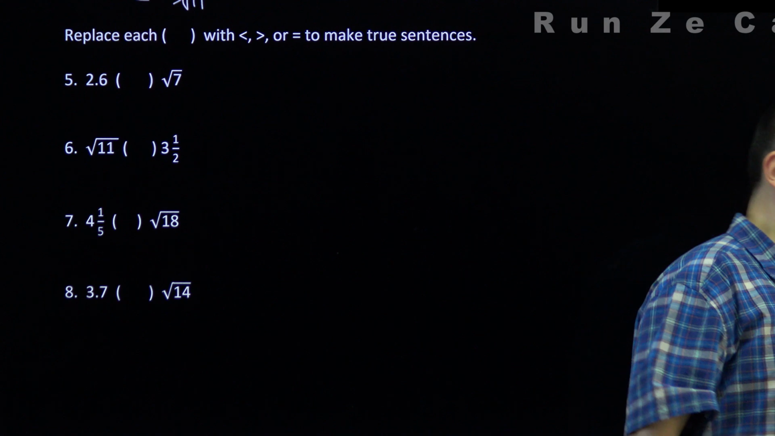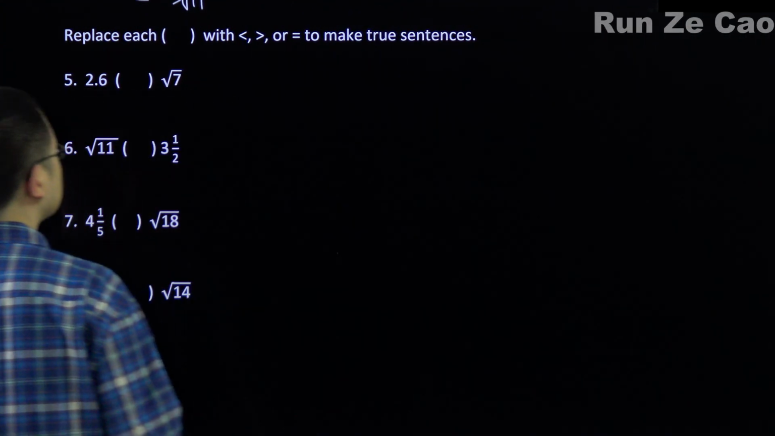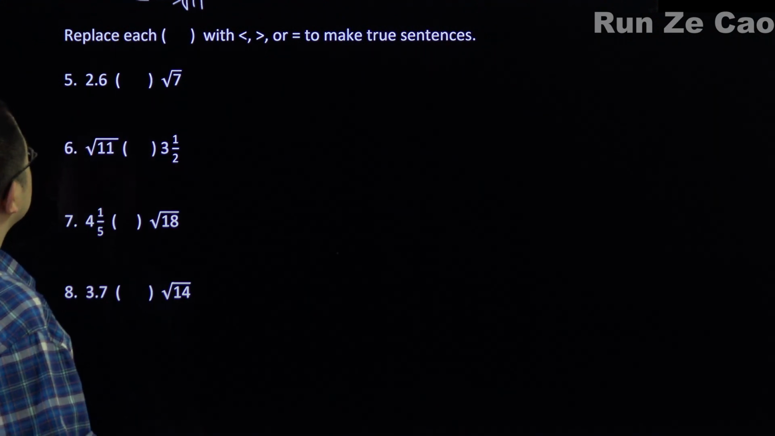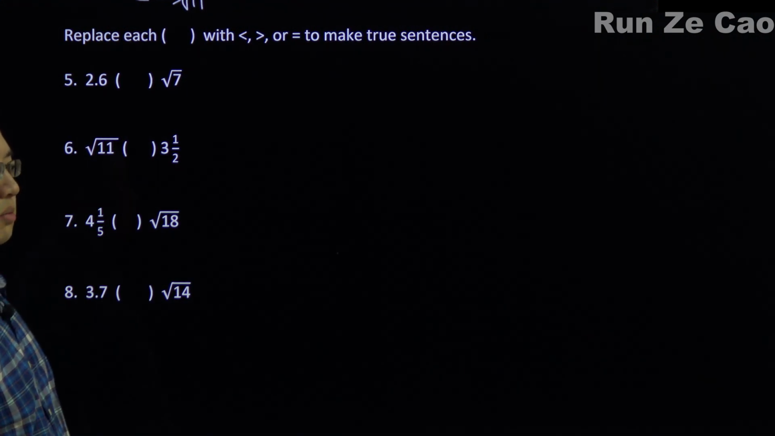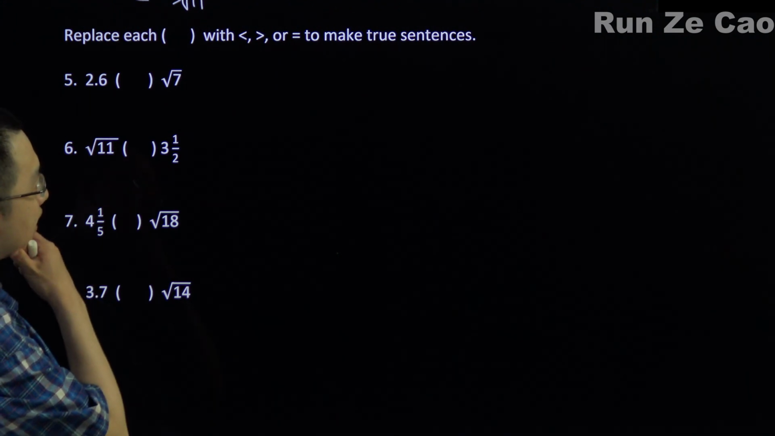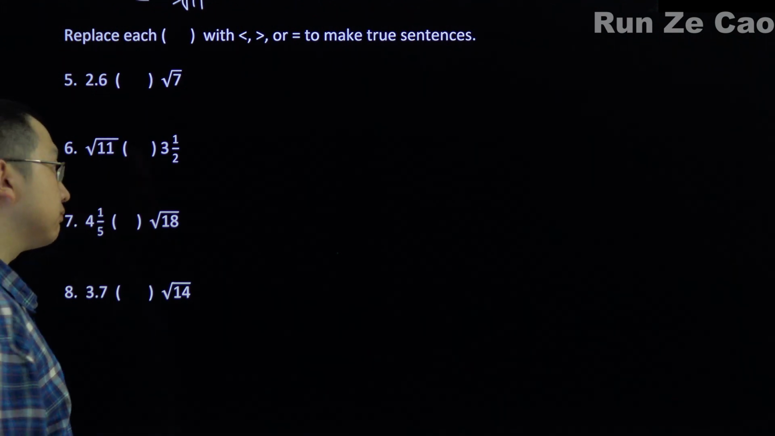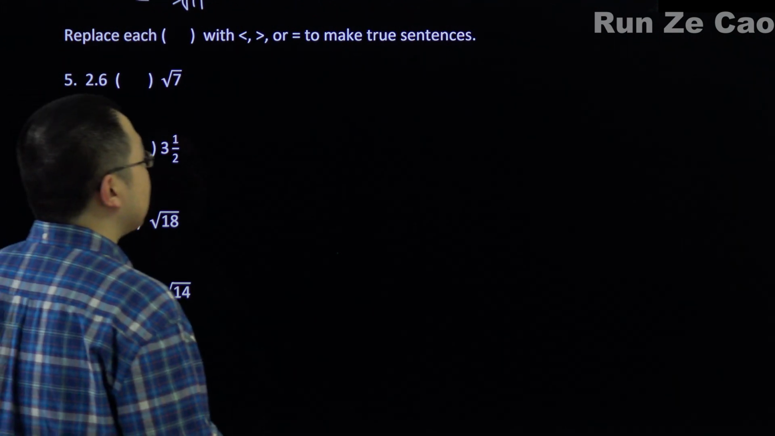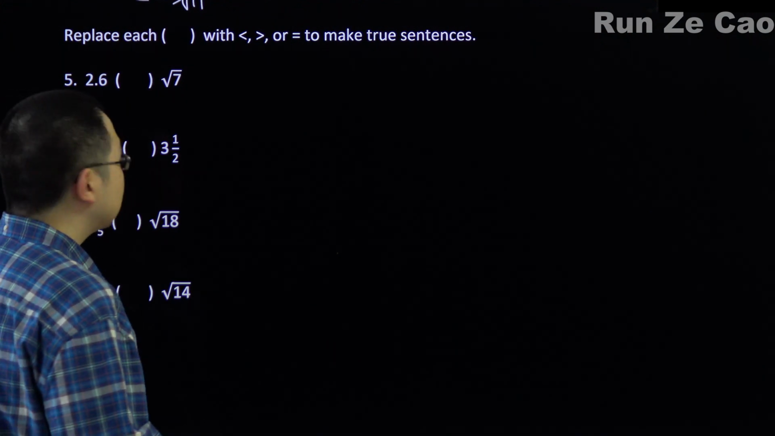So let's replace each bracket with greater than, less than, or equal to make true sentences. I thought sentences had to have like subject, object, and at least some vague semblance of grammar, other than one-word statements like yes. But hey, this is talking about mathematical sentences, not language arts.